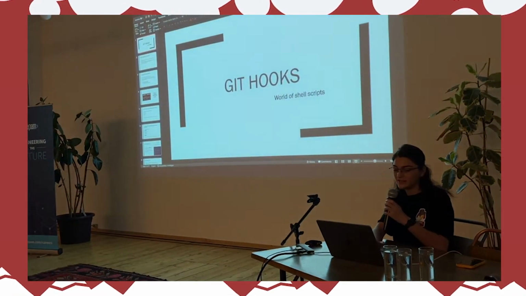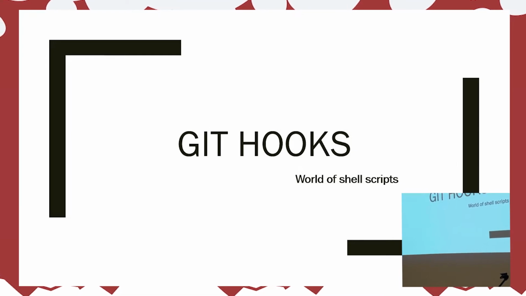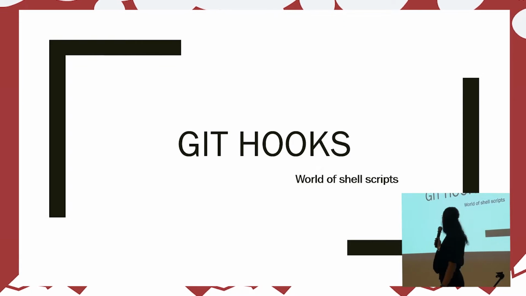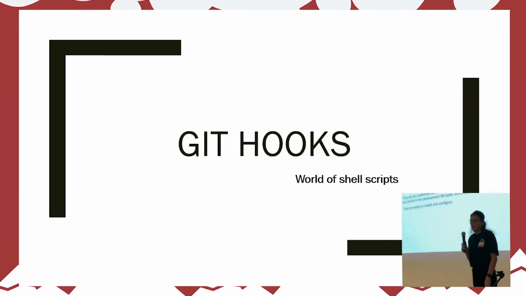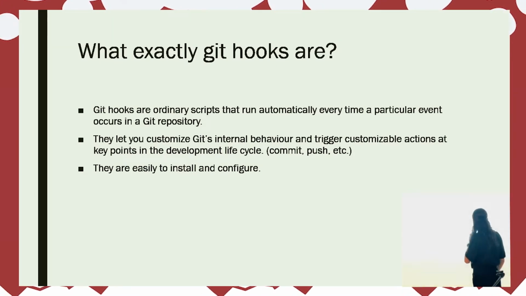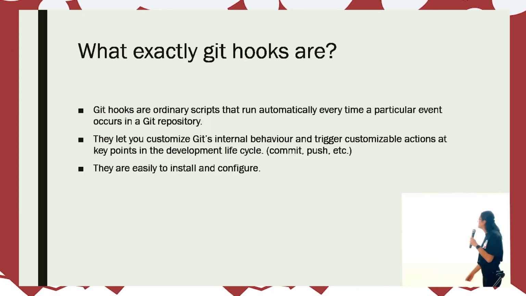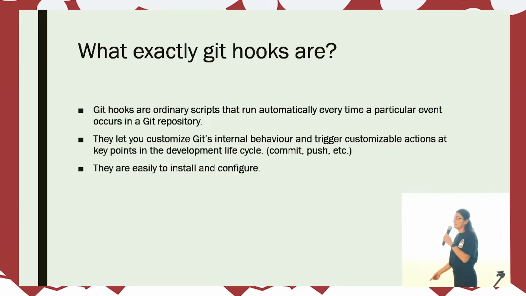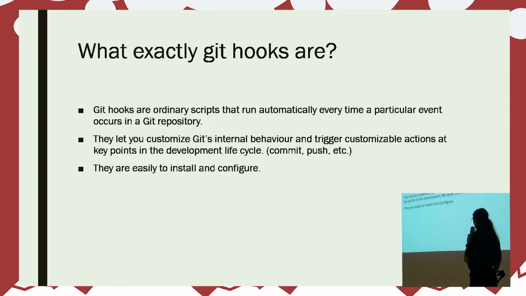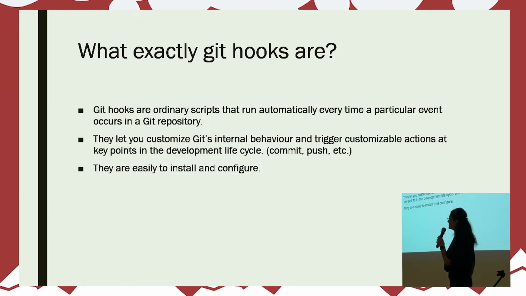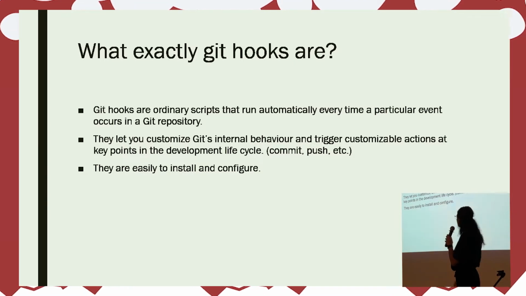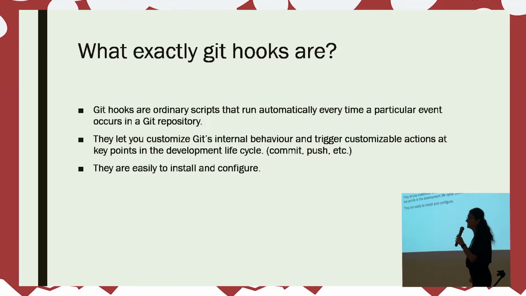And probably right now I'll need a bit of help regarding slides. So let's continue our topic about what Git Hooks exactly are. Git Hooks are just ordinary scripts that run automatically every time a particular event occurs in a Git repository. They also let us customize Git's internal behavior and trigger customizable actions at the key points in the development lifecycle. And all of us know what the key points are, right? Committing, pushing, etc. And they are quite easy to install and configure.